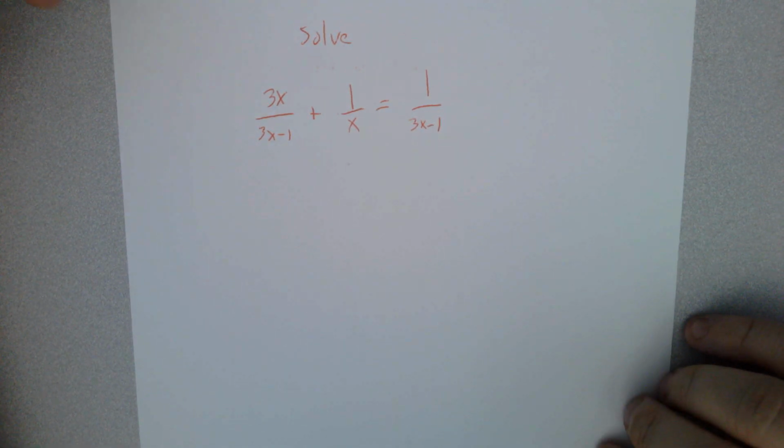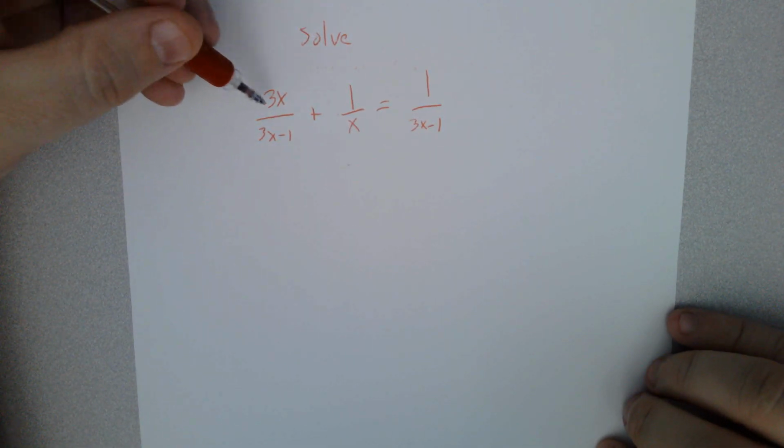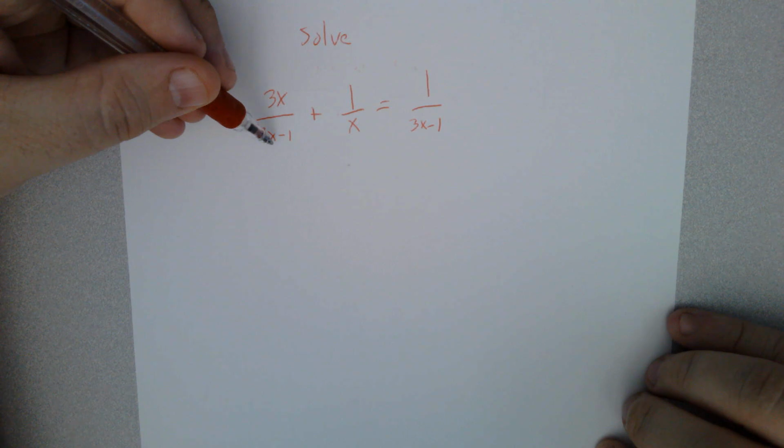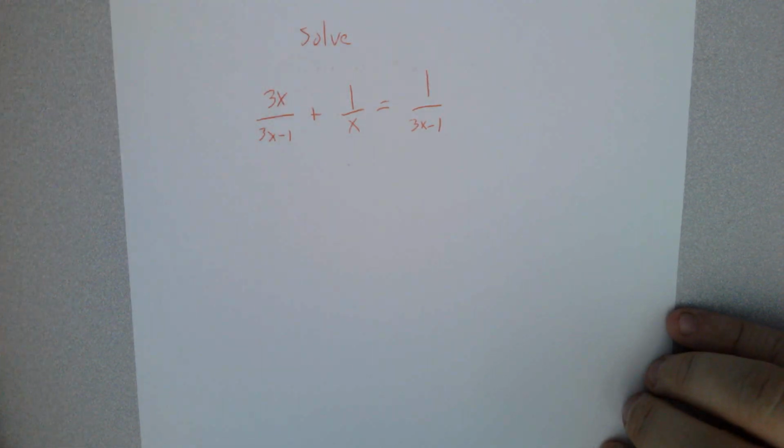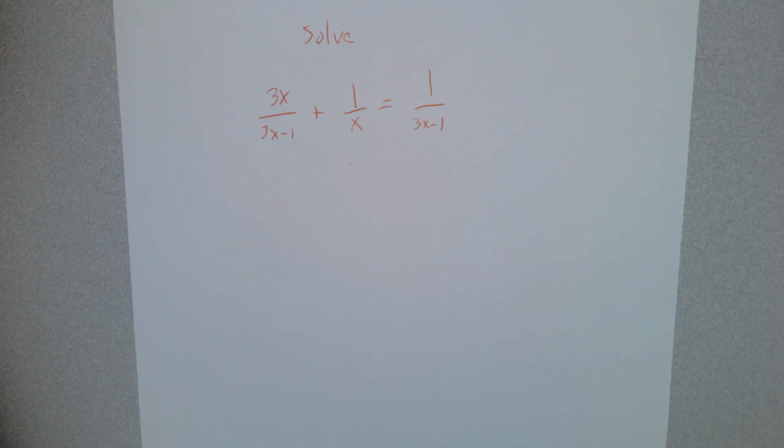In this question, we are tasked with solving the equation 3x divided by 3x minus 1 plus 1 over x equals 1 over 3x minus 1.